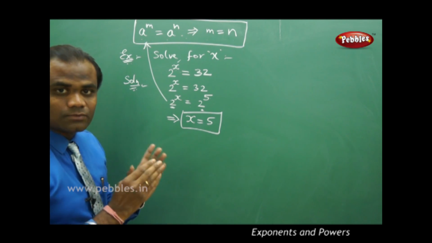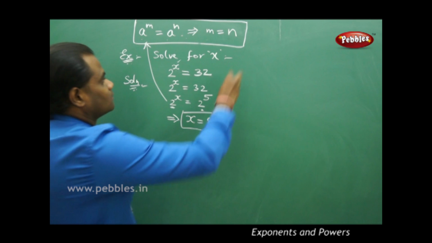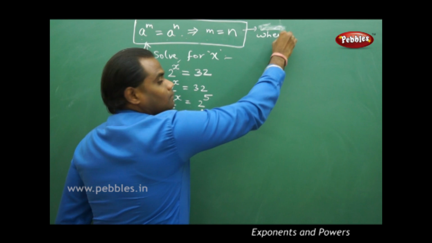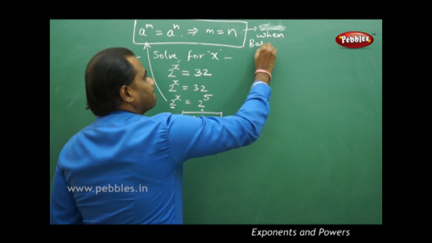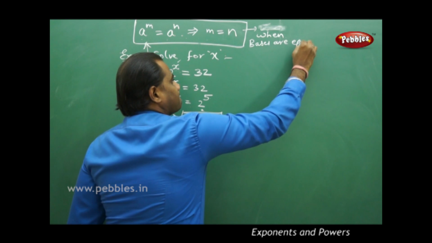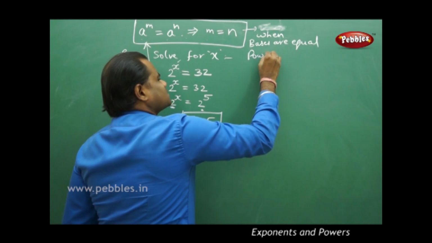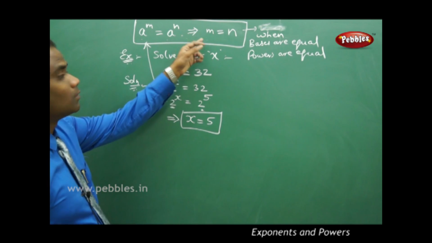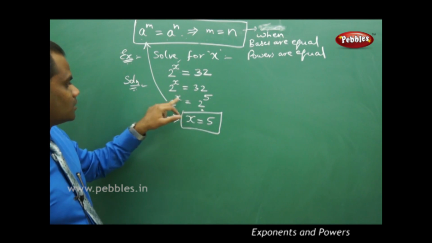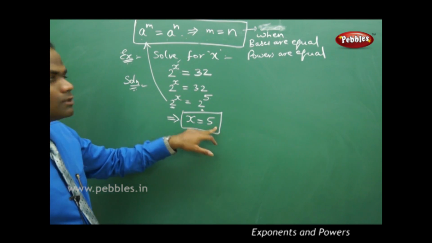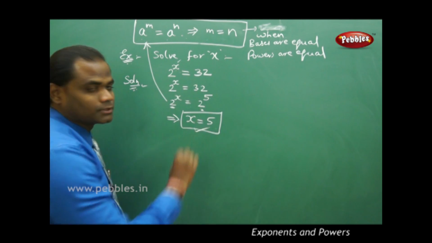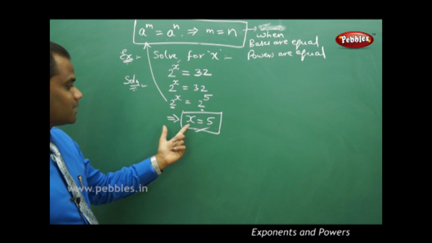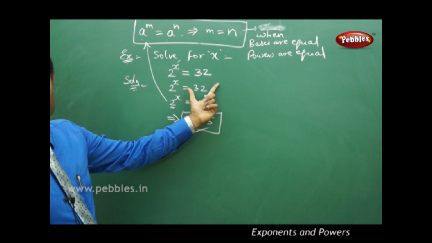So remember, it's always very important to understand this formula: when bases are equal, powers are equal. So therefore, when the bases are equal, I directly get x to be equal to 5. So for this exponential equation, this is the solution. So x equal to 5 is said to be the solution for this exponential equation. That means x equal to 5 satisfies this equation.